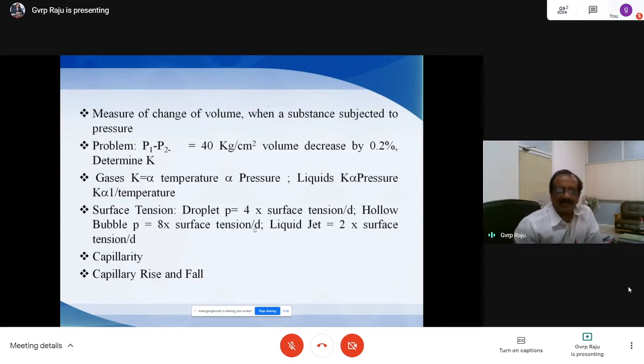And the surface tension for a water droplet is 4 sigma by d. This is the pressure inside, and this is sigma, the surface tension. So P is equal to 4 sigma by d for a water droplet. For a hollow bubble or soap bubble, P is equal to 8 sigma by d. 8 is a constant, sigma is the surface tension, and d is the diameter. For a liquid jet, the equation is 2 sigma by d, 2 into surface tension by d. This is very, very important for objective questions. When you go for GATE question answers, it is required to remember these 3 equations prominently.